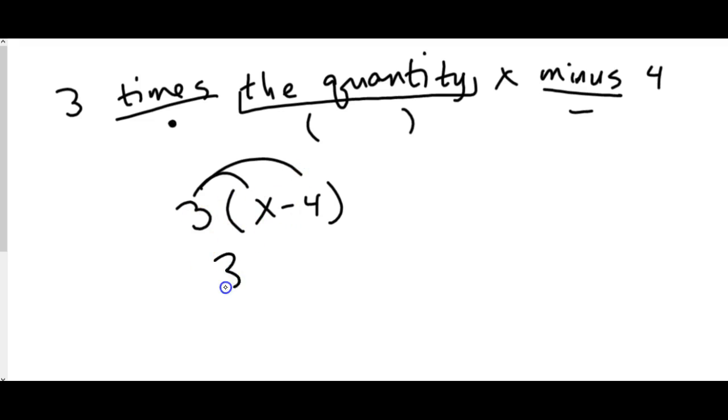3 times x is 3x. 3 times -4 is -12. And that concludes our discussion on the distributive property.